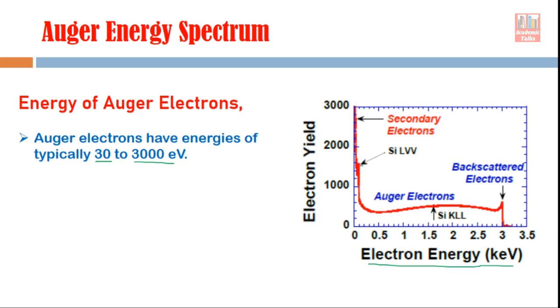So within this entire range, from here to here, the electrons which are coming out are Auger electrons, and their energy is from 30 to 3000 electron volt, or 3 kilo electron volt. In case of silicon, I told you that LVV transitions dominate. So the Auger electron energy is nearly 92 electron volts. You can see here this small peak that corresponds to the LVV transition in case of silicon, and this energy is about 92 electron volt, right. Somewhere here.